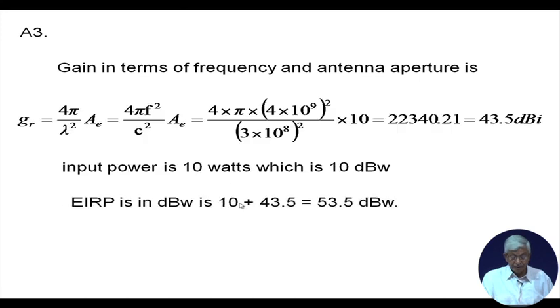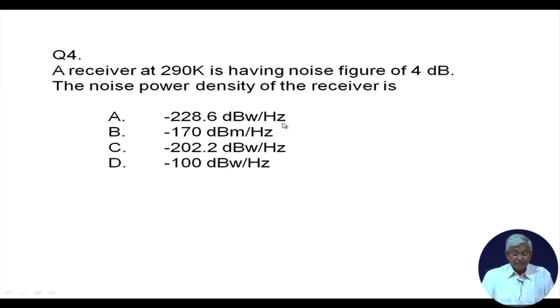This is 10 watt. So, this was dBW. So, that becomes 53.5 dBW. Option is D. Let us go to the next one.